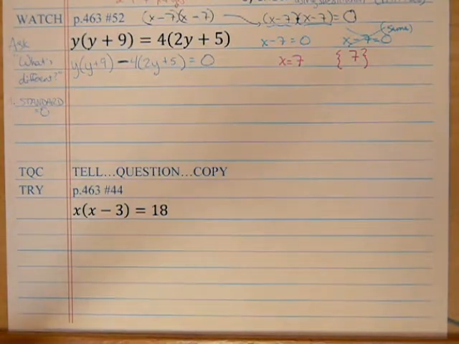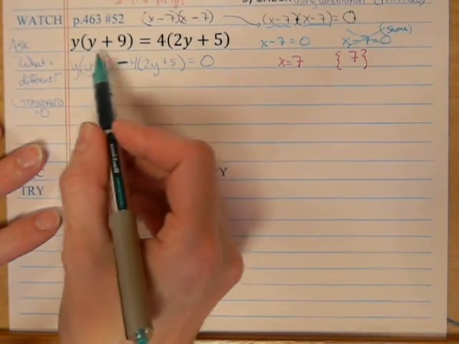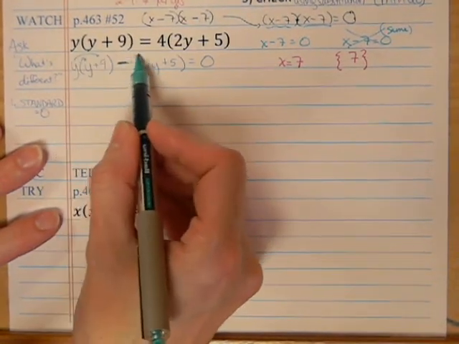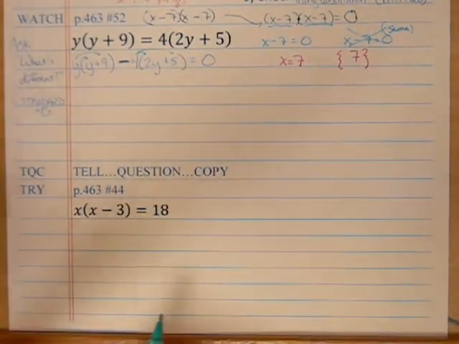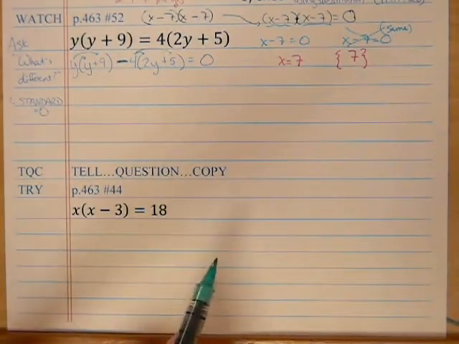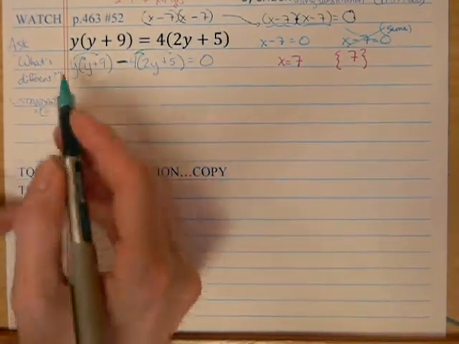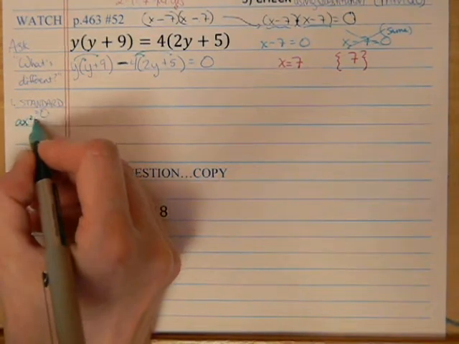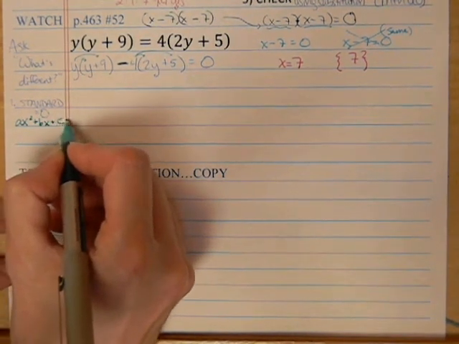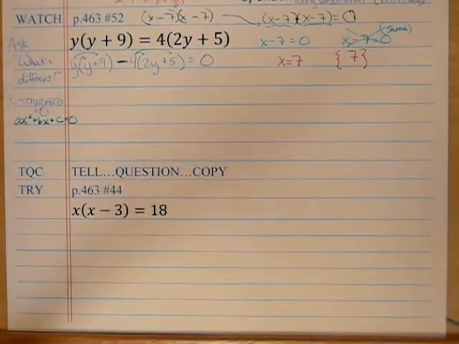So what do we do now? If you had an instinct to go ahead and distribute, that is a great instinct as well, because that will allow us to then look for and combine like terms and rearrange till we get a standard quadratic equation that looks something like ax squared plus bx plus c equals 0. So let's go ahead and do that.